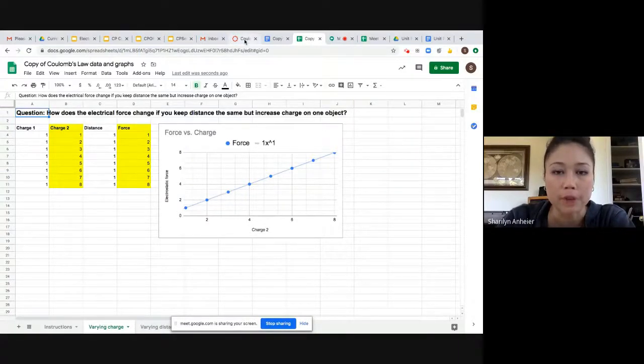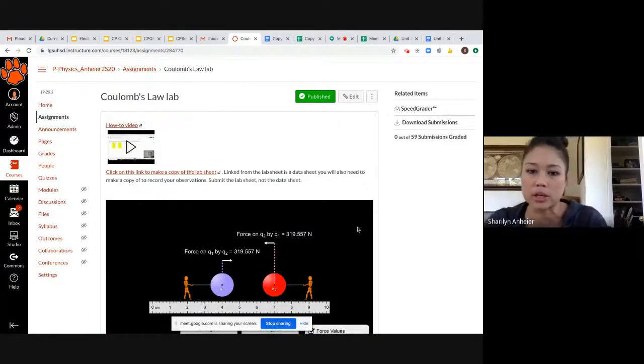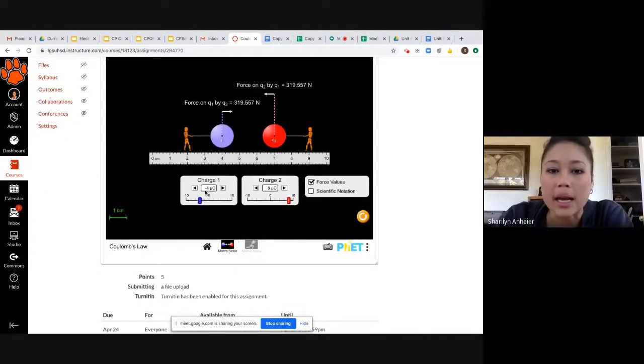First, I'm going to walk you through a couple of the initial entries, and then you should be able to do the rest on your own. If I just keep everything the same here in my simulation, I've got a -4 microcoulomb charge for charge 1. When it's microcoulombs, that means it's a very, very small number. It's times 10 to the -6 coulomb.